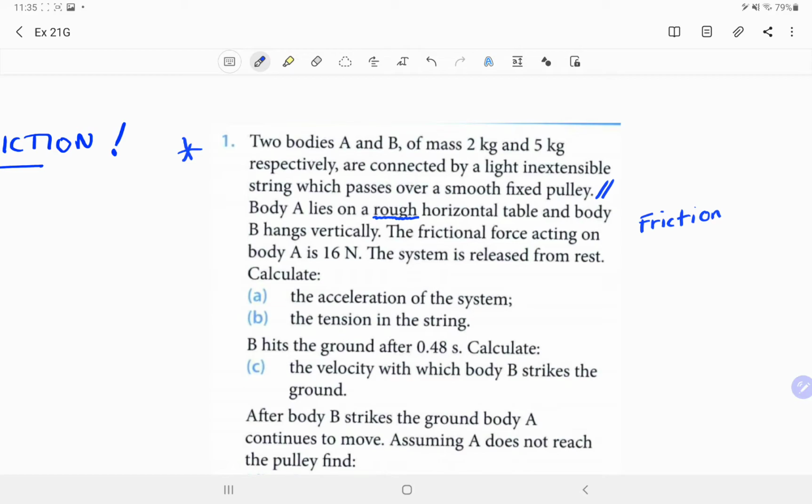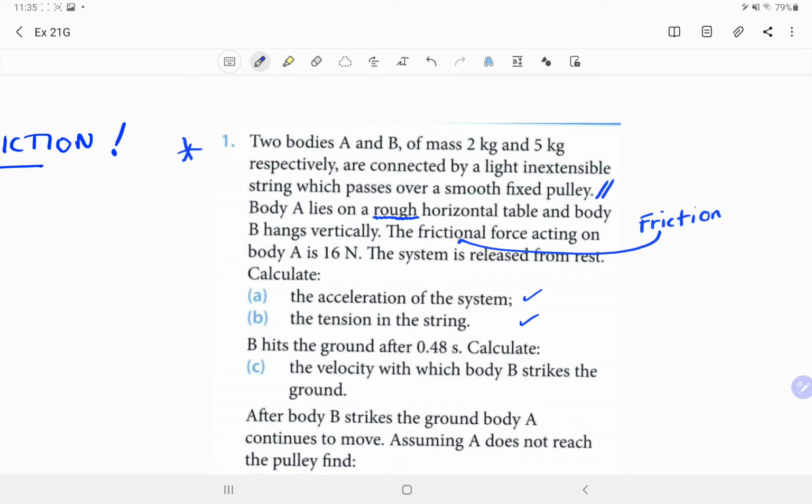So body A lies on a rough horizontal table and body B hangs vertically. So B is just the same as it was in the previous exercises. We are told the frictional force acting on A. So it's a rough table and it tells us what the frictional force is. So same two questions to start off with, acceleration and tension.